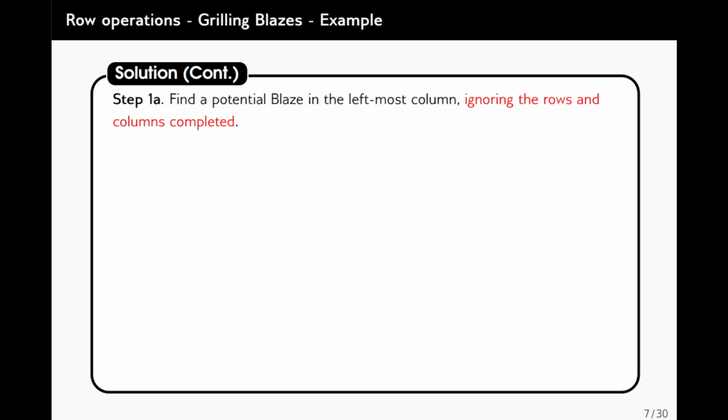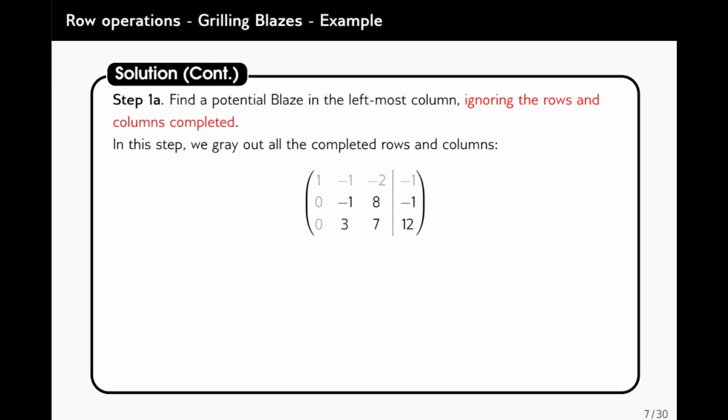Okay, so now what is the next step? Next step is the same. You just find the potential place. But now since we have finished this column, and by finishing this column, because this is a place, we will also say that this row is finished. Okay, so you just ignore these two columns and rows.